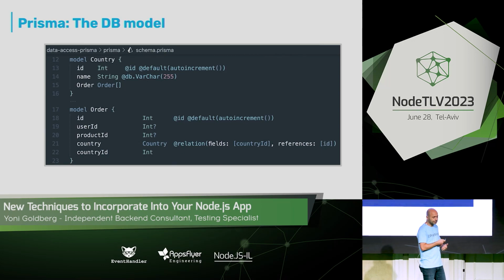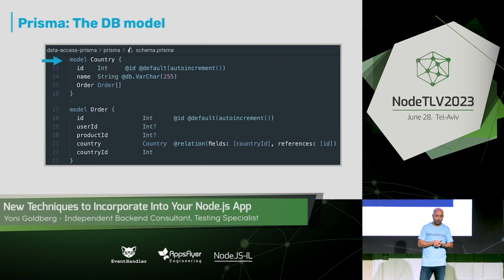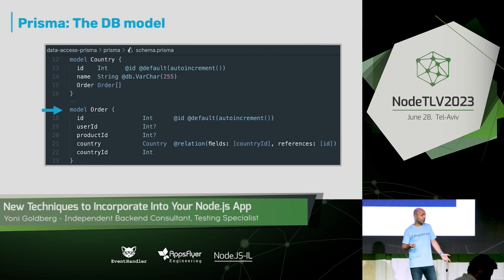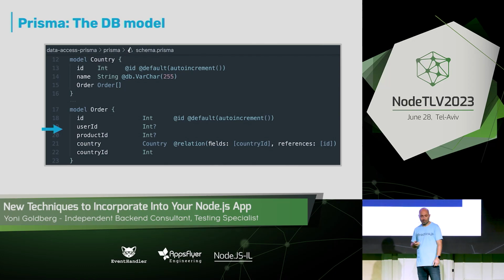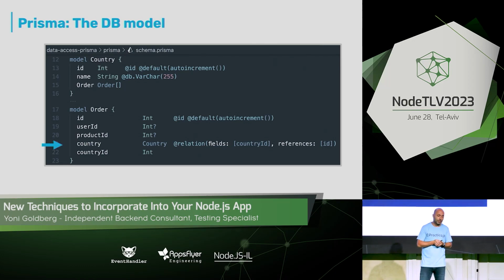Let's judge by code. This is a Prisma model. This is how you define DB tables. For example, a country table with some fields and an order table with some fields. And this is how you define a reference, a foreign key in a table in Prisma. Now, if you wonder what this file format is, is this YAML, what is it? It's Prisma's own format to make your DB model's expression very clean.